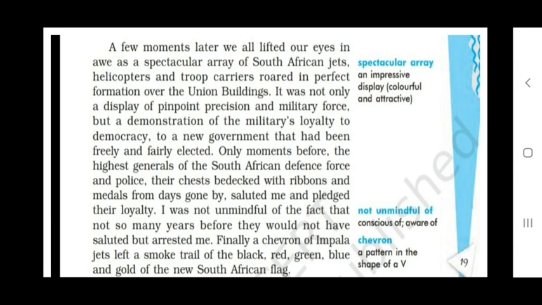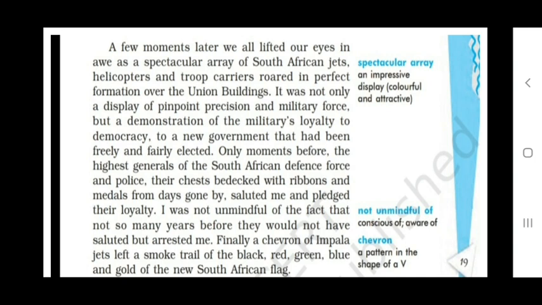What is the meaning of unmindful? Not unmindful: conscious or aware of. So I, Nelson Mandela, was not unaware of the fact that not so many years before, they would not have saluted but arrested me.